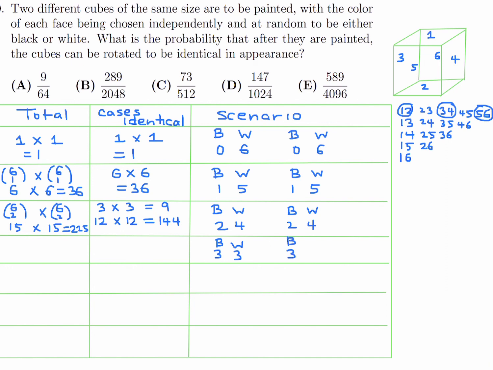All right, now we're getting into B3 and W3. B3 and W3. So this is 6, choose 3. This is 6, choose 3. And what is 6, choose 3? It's 20, right? So 20 times 20, now we got 400.